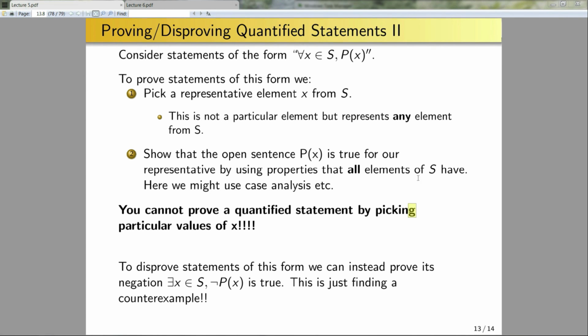Okay, so these last two slides don't really introduce anything fundamentally new, but when you are working on trying to prove or disprove a quantified statement, do keep both of these slides in mind because it gives you the general idea of what you really need to do to prove the statement.